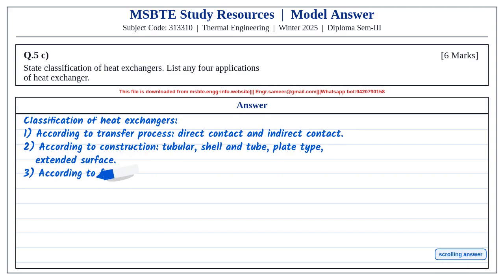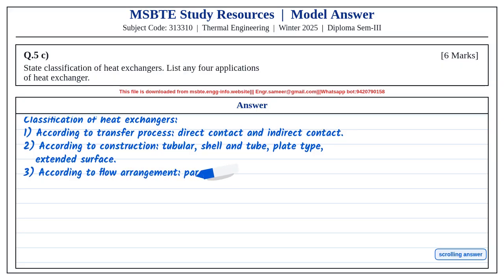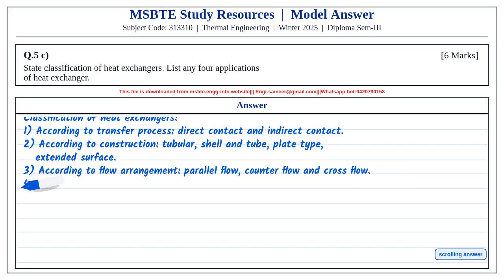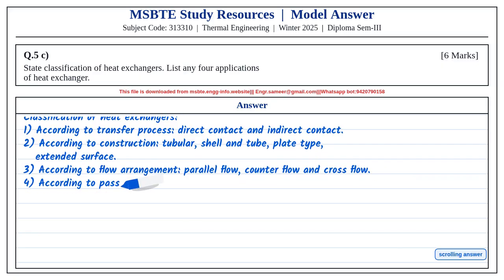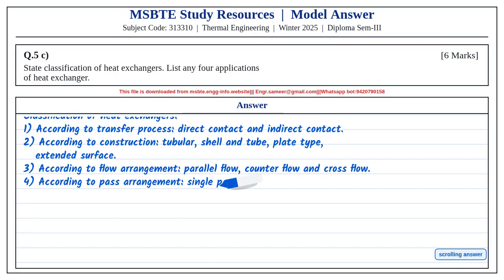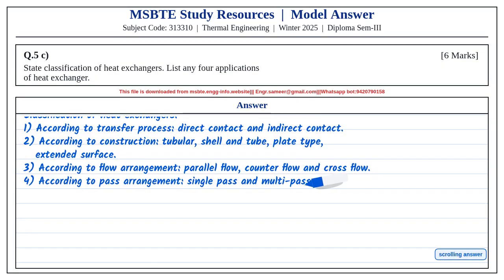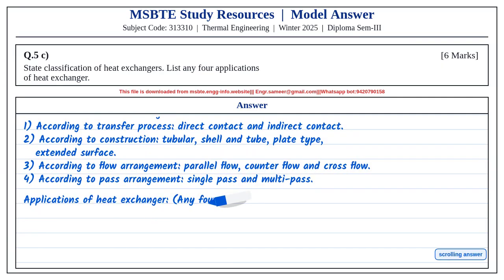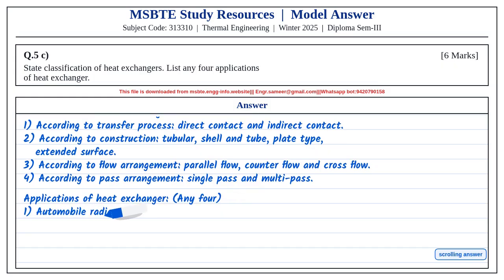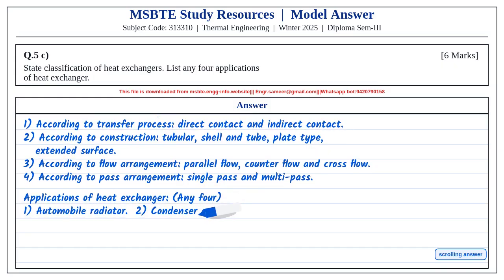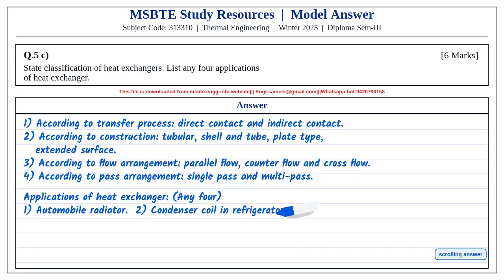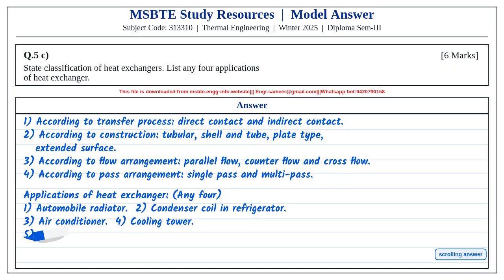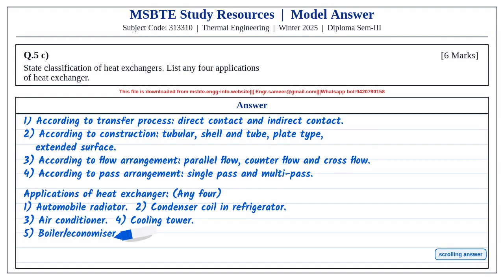According to flow arrangement, they are parallel flow, counter flow and cross flow. According to pass arrangement, they are single pass and multi-pass. Applications are automobile radiator, condenser coil in refrigerator, air conditioner, cooling tower, boiler economizer, oil cooler and intercooler. Any 4 applications are sufficient.